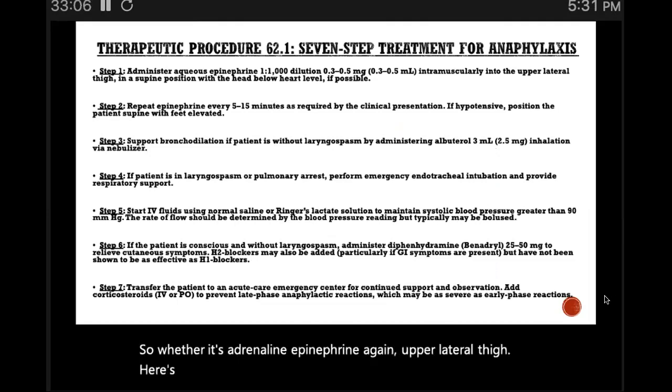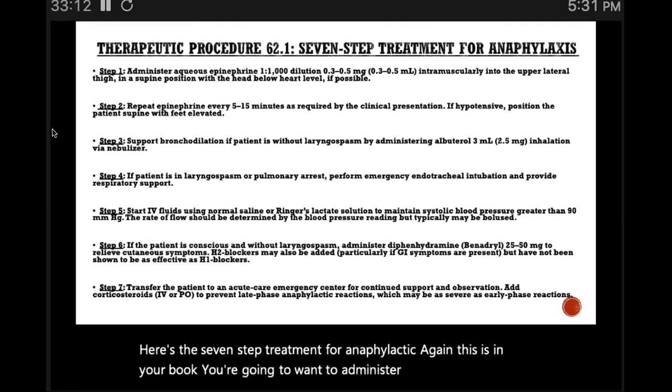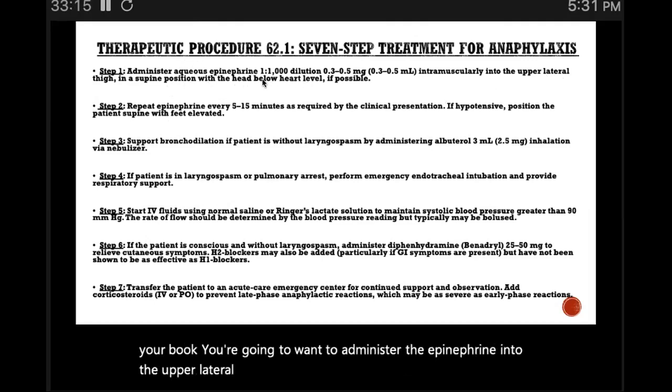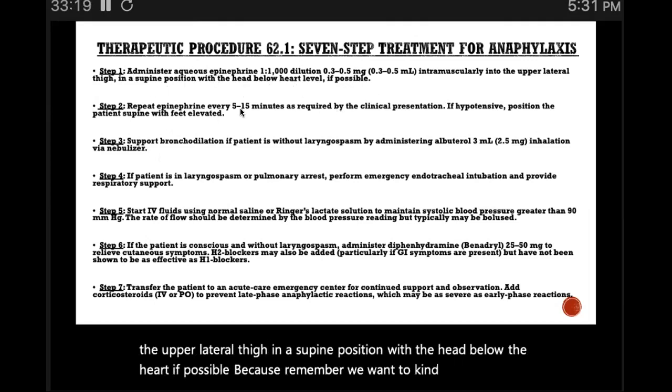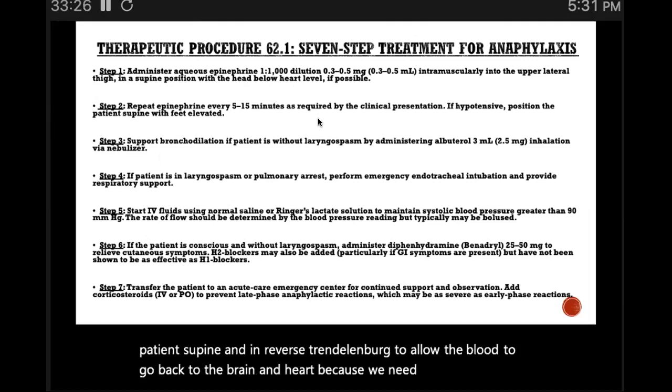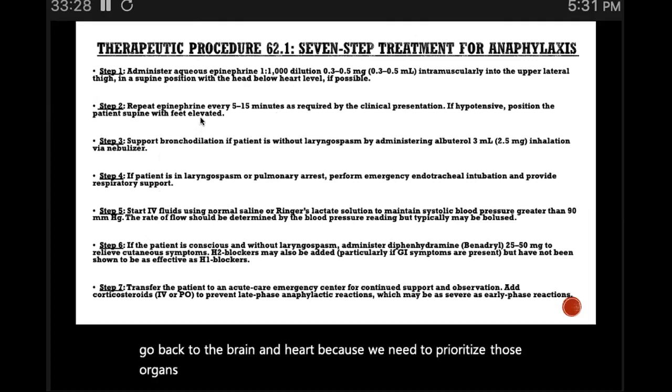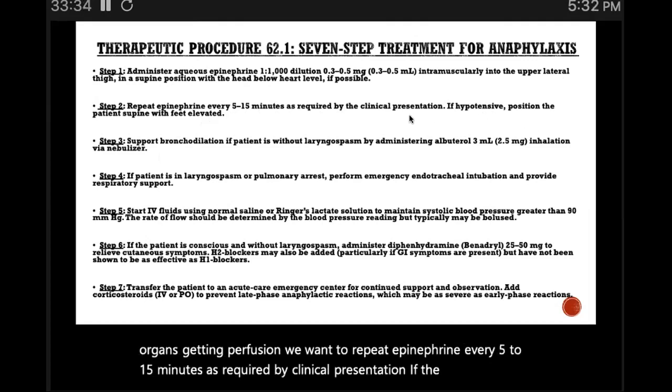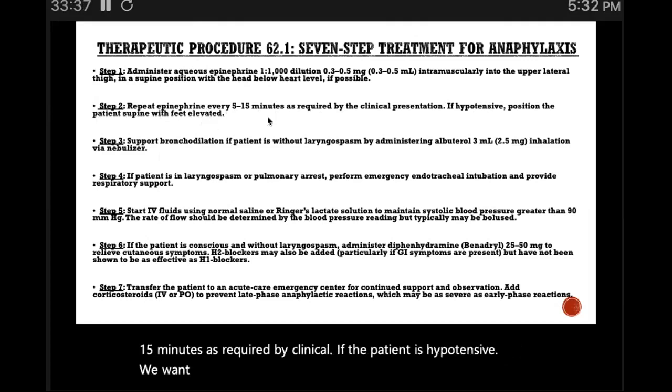Here's the 7-step treatment for anaphylaxis. Again, this is in your book. You're going to want to administer the epinephrine into the upper lateral thigh in a supine position with the head below the heart, if possible, because remember, we want to put that patient supine and in reverse Trendelenburg to allow the blood to go back to the brain and heart because we need to prioritize those organs getting perfusion. We want to repeat epinephrine every 5 to 15 minutes as required by clinical presentation. If the patient is hypotensive, we want to position the patient supine with feet elevated.